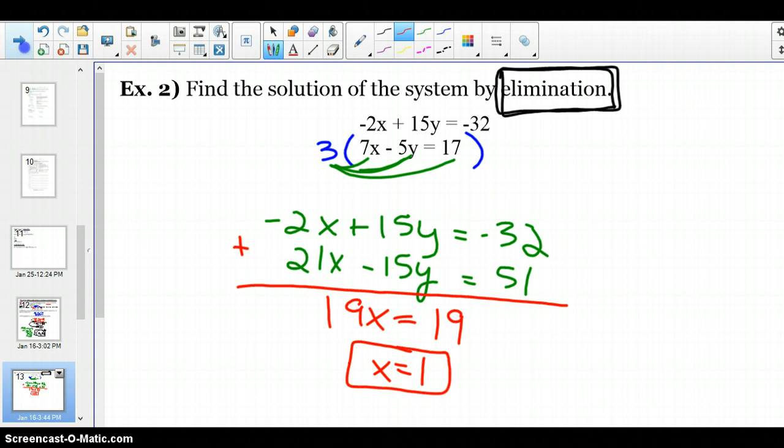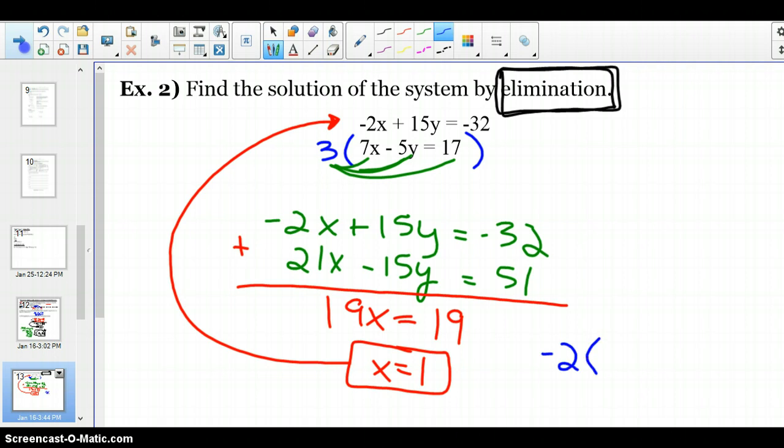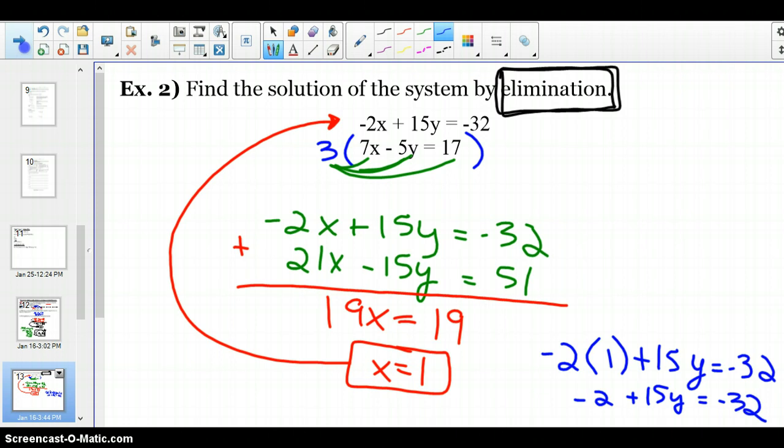To figure out what y is, you can just take that value, plug it back in. Again, either equation will work. There's always one that kind of looks a little bit easier. Alright, so negative 2 times 1 plus 15y is negative 32. So negative 2 plus 15y equals negative 32.